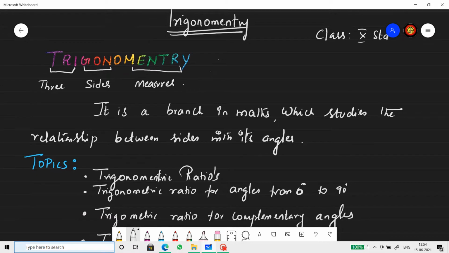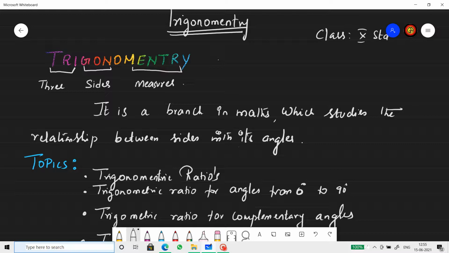What is trigonometry? Trigonometry is derived from a Greek word, trigonometry. Tri means three, gon means sides, metry means measures. So it's a study of three sides of a triangle. Basically, trigonometry studies the triangle. When it comes to 10th grade, we only study about the right angle triangle here. So it is a branch in maths which studies the relationship between the sides with its angle.